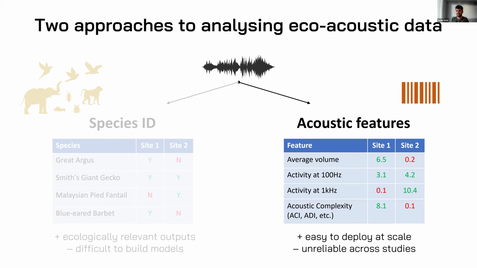So soundscape approaches are the other side of this, and we can just measure parameters of the soundscape as a whole. For example, average volume, activity at different frequency bands, and we can compare these, assuming that they relate to ecologically interesting parameters of the sites that we're monitoring. And so soundscape indices, you know, ACI, ADI all exist, and these are very easy to deploy at scale, but there's increasing amounts of literature showing that they're unreliable across studies, and actually we'll get into one of those papers in a bit.